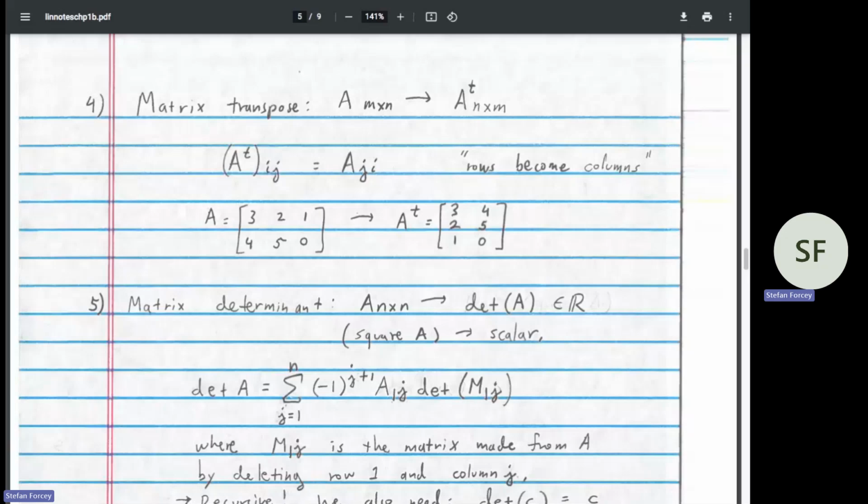So what that looks like, here's a transpose. Take 3, 2, 1 as the first row. Now it's the first column, 3, 2, 1 going down. And 4, 5, 0, second row. Now it's the second column going down.